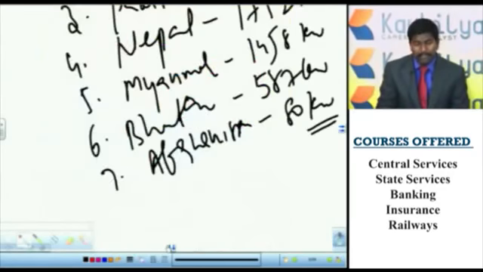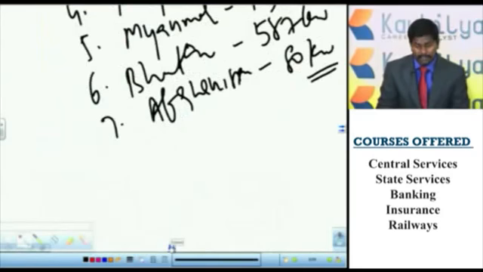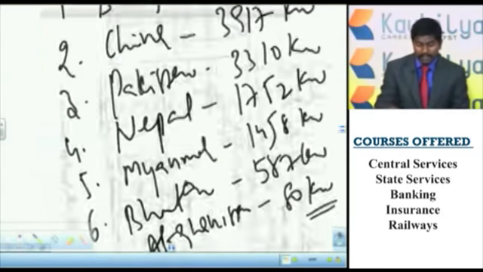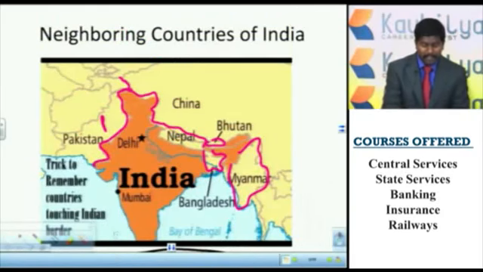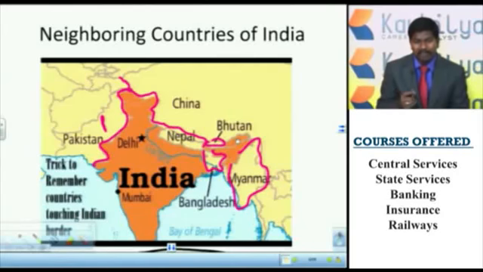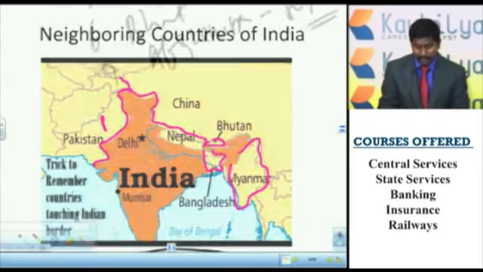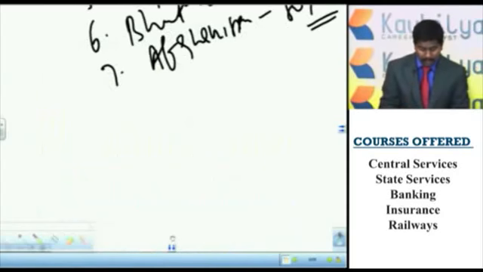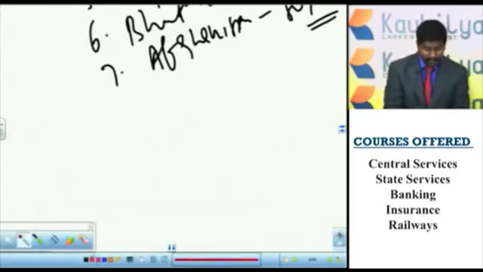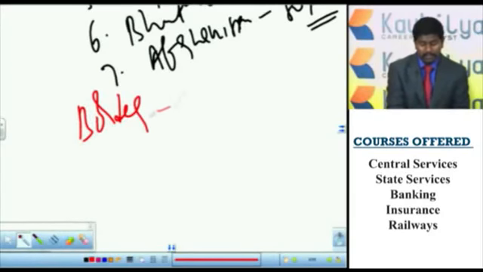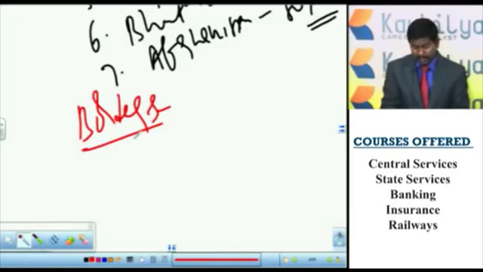Now coming to the different borders between India and its neighboring countries. Look at this picture. Here there is the border between Pakistan and India, India and Afghanistan, India and China, India and Nepal, India and Bangladesh, and India and Myanmar. These borders have been defined in historical days, at the time of India's independence. Now the names of the borders of India with its neighboring countries.